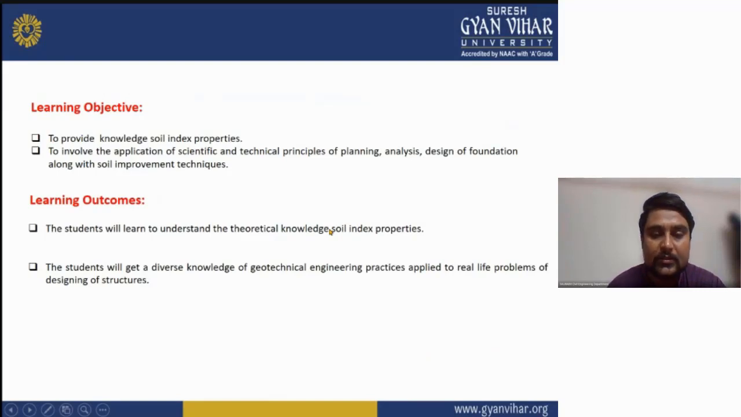Let us come to the learning objective and learning outcome here. The learning objective is to provide knowledge about the soil index properties, which are very important for all civil engineering students. In the learning outcome, students will learn and understand the theoretical knowledge about the soil index properties. By this lecture, you will know what the index properties of soil are and how to use these properties in geotechnical engineering.